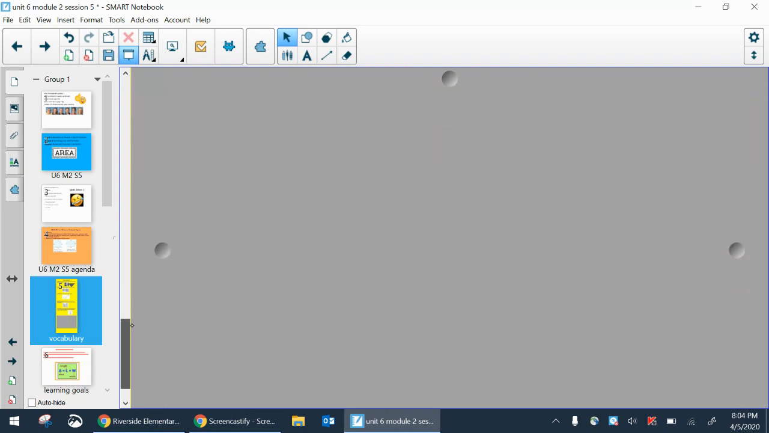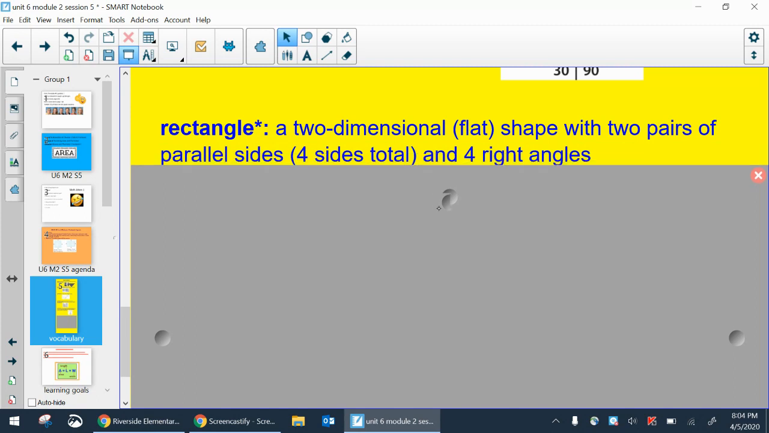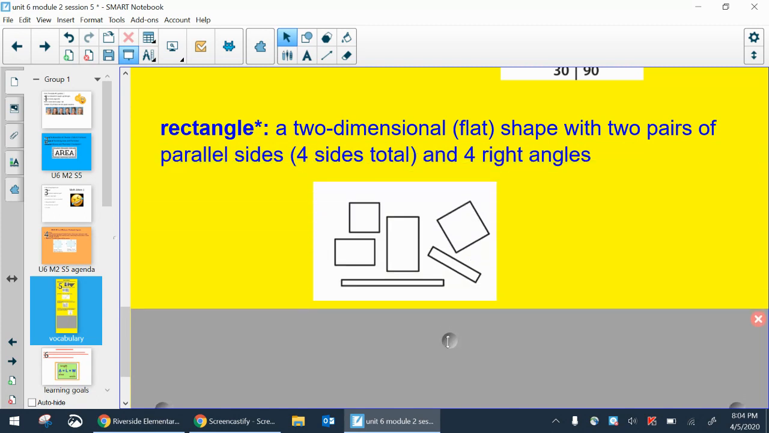All right, continuing on with our vocabulary words. Our next one is rectangle, a two-dimensional flat shape with two pairs of parallel sides, 4 total sides, and 4 right angles. When we are solving multi-digit by multi-digit multiplication problems and we want to use the area model to help us solve it, we are really using a rectangle to do that, and sometimes even breaking the rectangle into smaller area models to help us solve those more challenging multiplication problems.